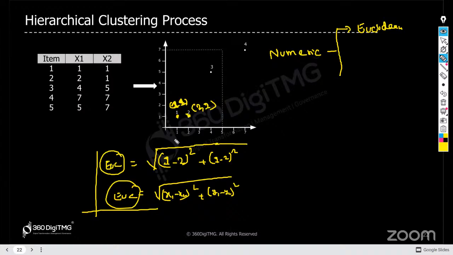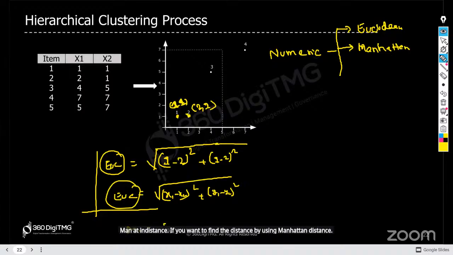Then after, we have Manhattan distance. If you want to find the distance by using Manhattan distance, it will be mod of x1 minus x2 plus mod of y1 minus y2. This is nothing but Manhattan distance.